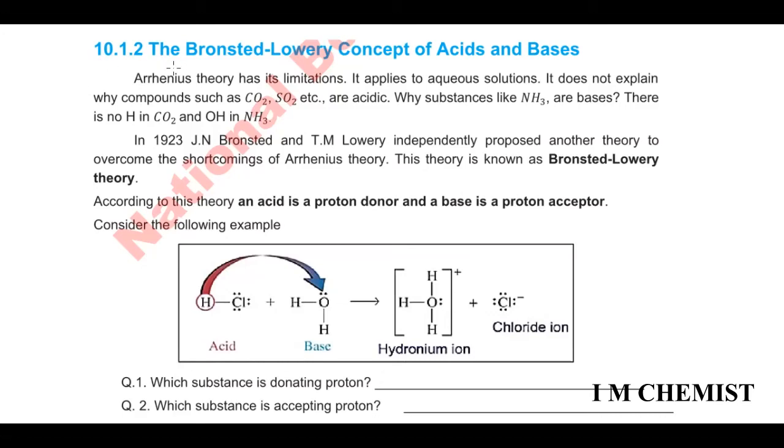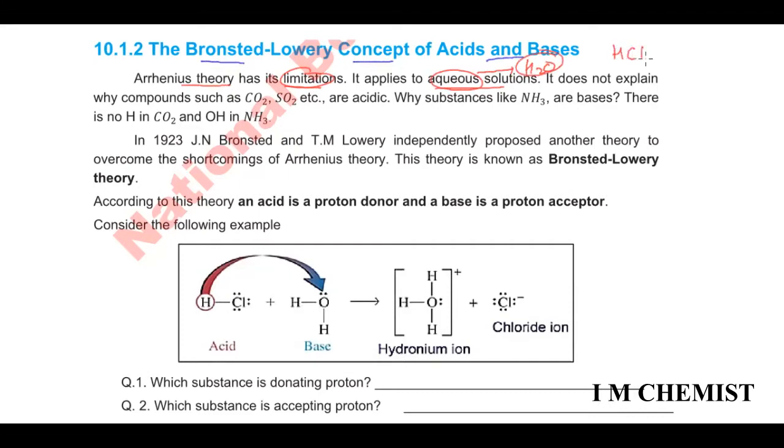So today we have another concept of acid and bases, that is known as Bronsted-Lowry concept of acid and bases. अब ये जो concept है ना, Arrhenius has its limitations. It applies to aqueous solution. So the major limitation or drawback of Arrhenius theory is that it is applicable only on aqueous solution, means solutions in water. कल हम लोगों ने क्या पढ़ा था?